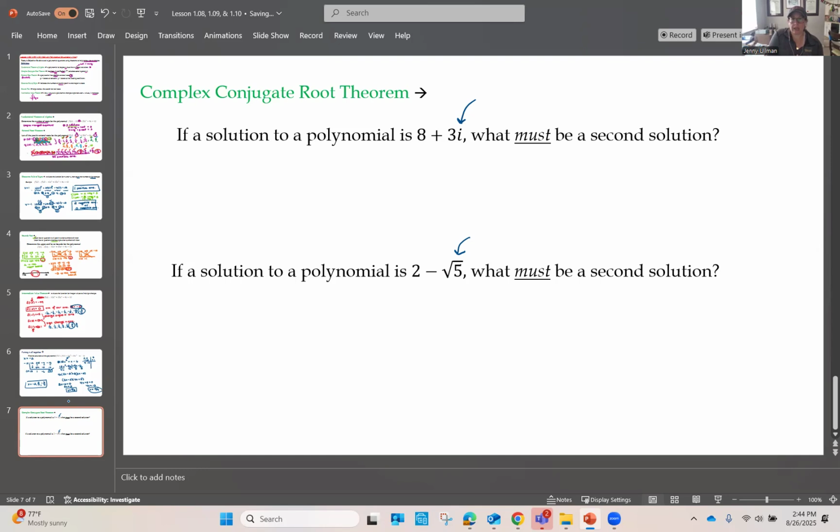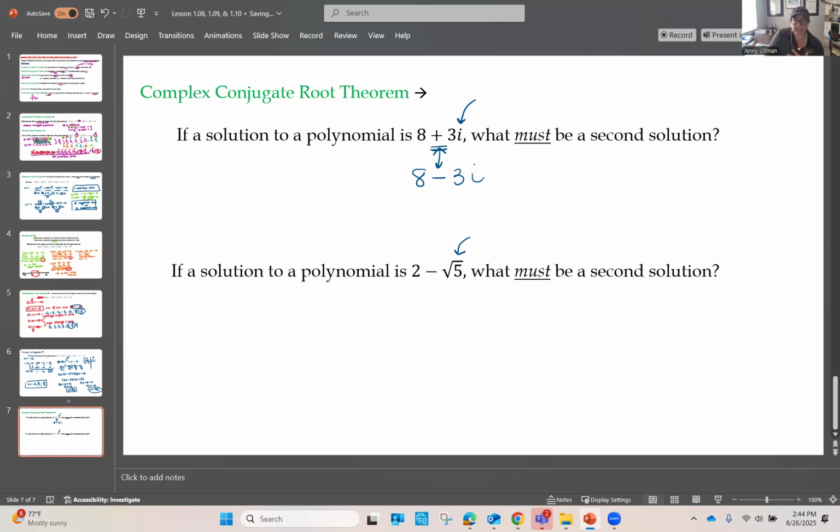Well, I look in front of the i and I see a positive symbol. i's must have a positive and a negative version. So that means the other answer must be 8 minus 3i. I only change the sign of i. It is i that is a hidden radical. So i is the thing that must be positive and negative.